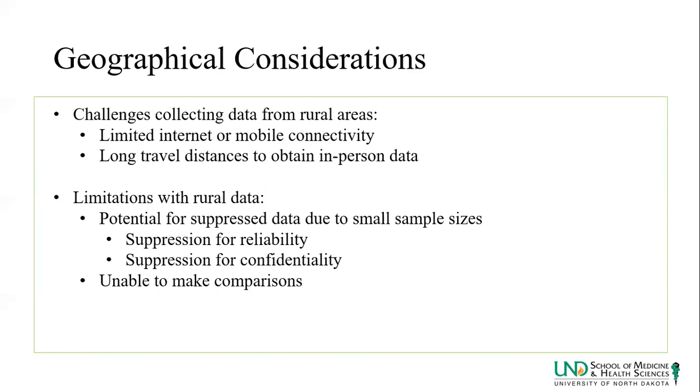Data may also be suppressed for confidentiality reasons. If there are a small amount of data points from participants from a particular rural county, there is a risk of being able to identify who these individuals are. In that case, data may be suppressed to protect participants' privacy and to prevent their identities from potentially being revealed. A secondary limitation is when smaller geographies are grouped together to obtain a large enough sample size. This can result in larger geographies that may not be comparable.